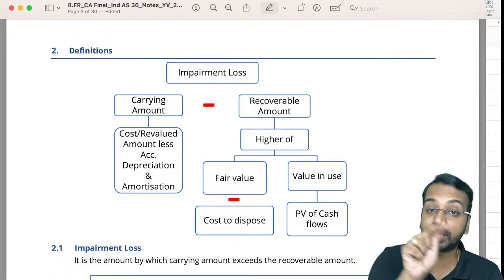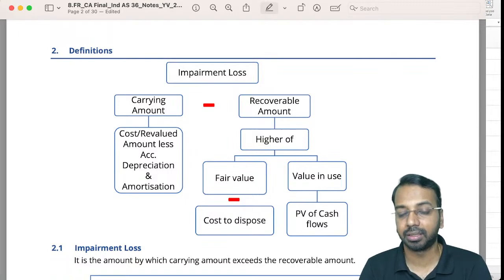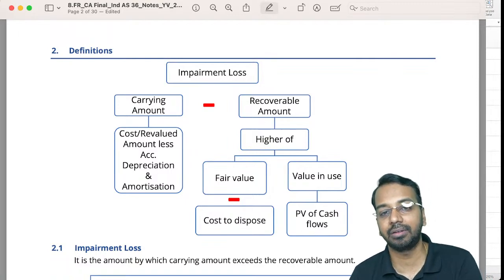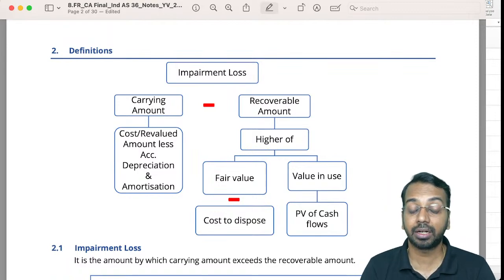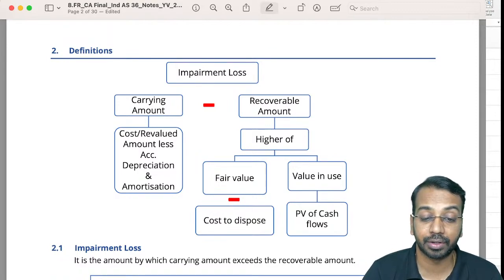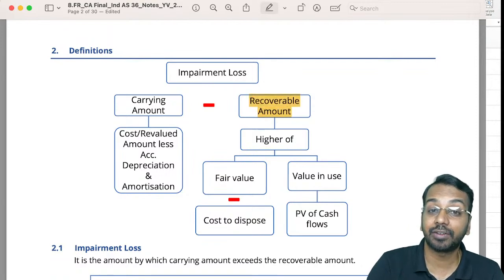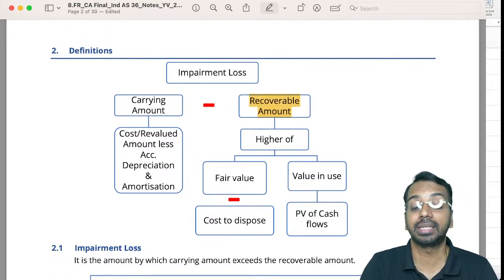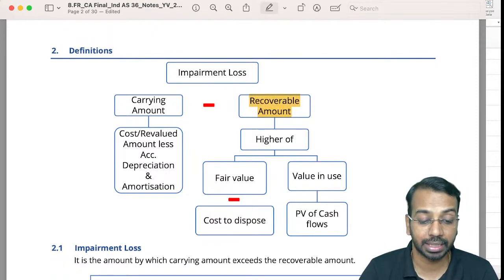So, first you have to do as per the original standard, and here you have to calculate fair value less cost to dispose and value in use, which is present value of cash flows. Higher of the two is called the recoverable amount, and if recoverable amount is less than the carrying amount, there is an impairment loss which you need to calculate.